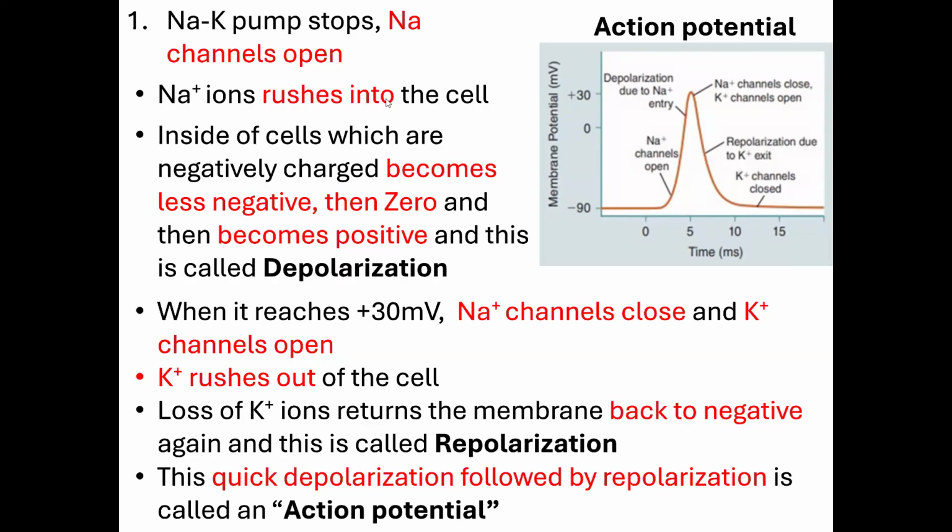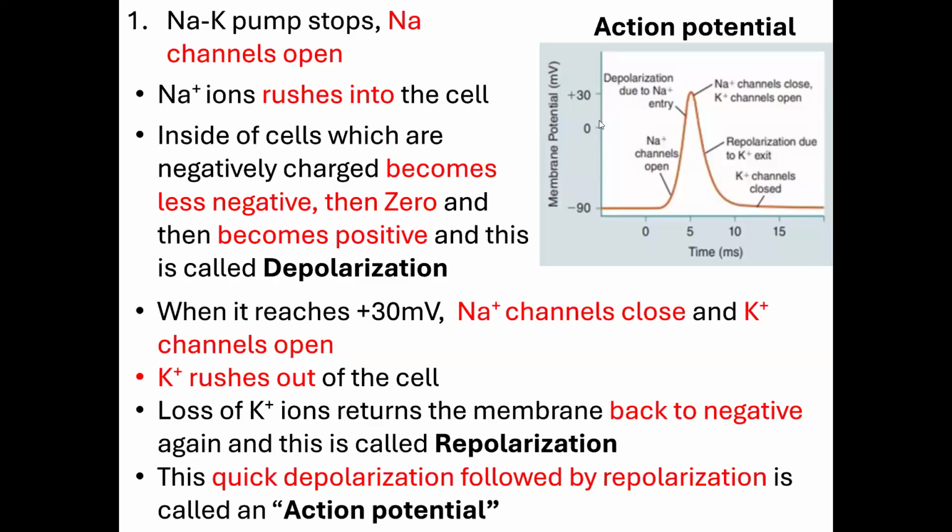Okay, so when the impulse reaches, the sodium potassium pump stops and the sodium channels open. When it opens, sodium is going to rush into the cell. So we said the inside is negative. When positive sodium goes inside, sodium is positive, right? Na plus. So when it goes inside, this minus 90 starts becoming positive. So minus 90 becomes minus 80, minus 70, because more and more positively charged sodium is going in. So the negativity is reduced. So minus 90, then finally it reaches 0.